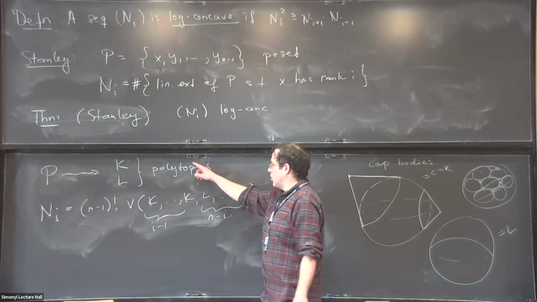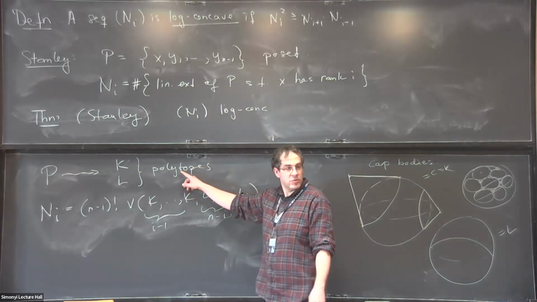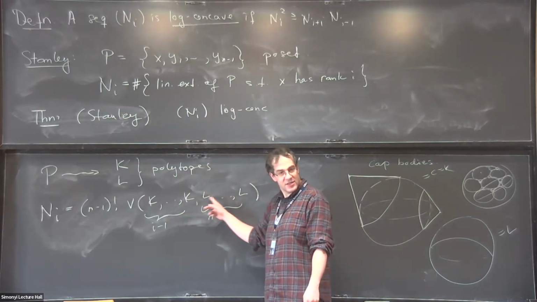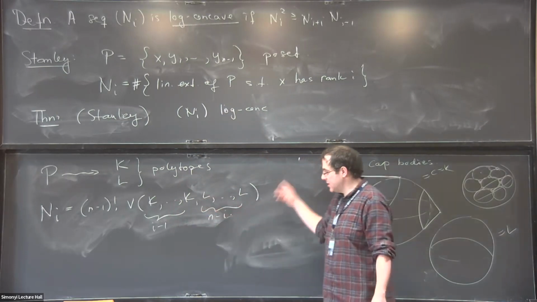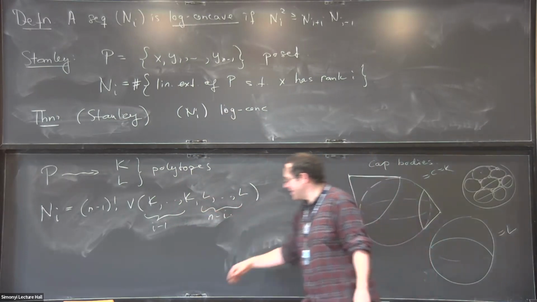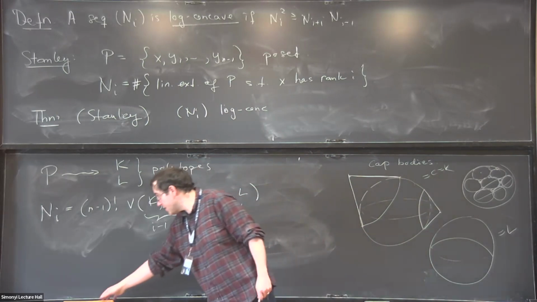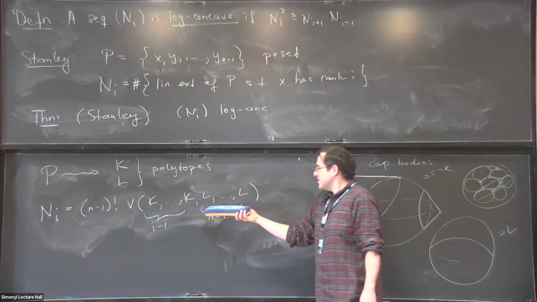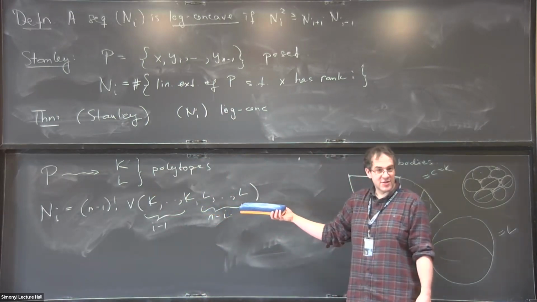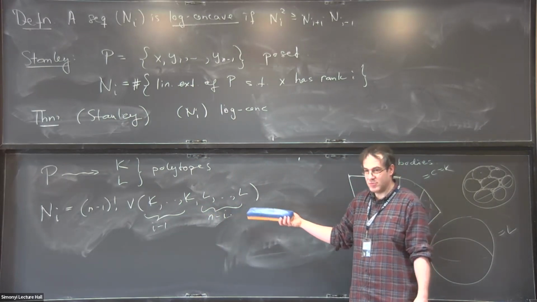So these are n minus 1 dimensional polytopes in this example. You have n minus 1 bodies. Once you have the clever idea of doing this, it's elementary. And as soon as you have this, the conclusion follows immediately from the Alexandrov-Fenchel inequality. End of story.